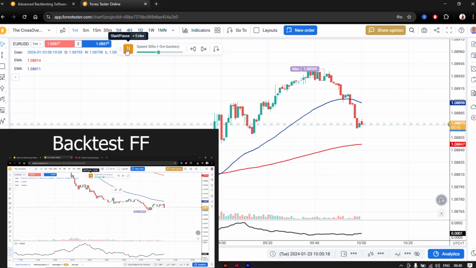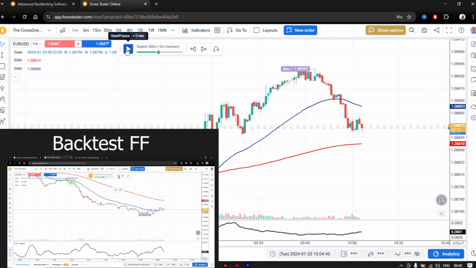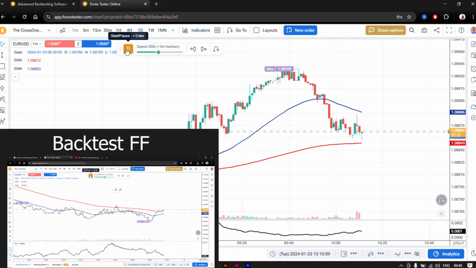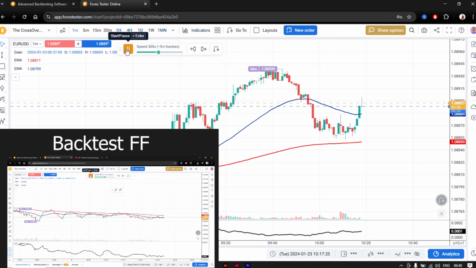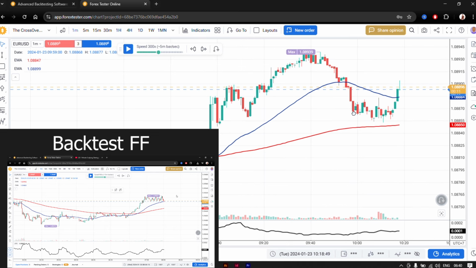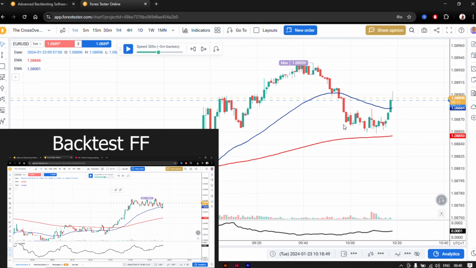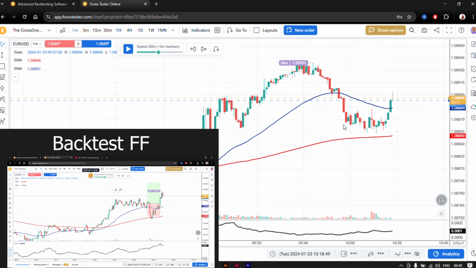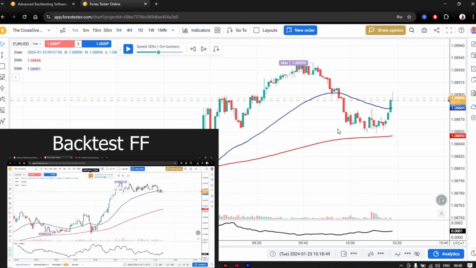After this happens, you want to make sure that on this pullback, the price will not touch or go below the 200 EMA at any point between this pullback or between these zones. Now, once you see this, you want to wait for the price to break again above the 50 EMA.